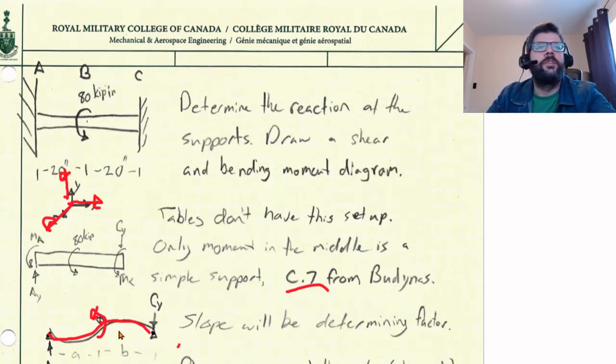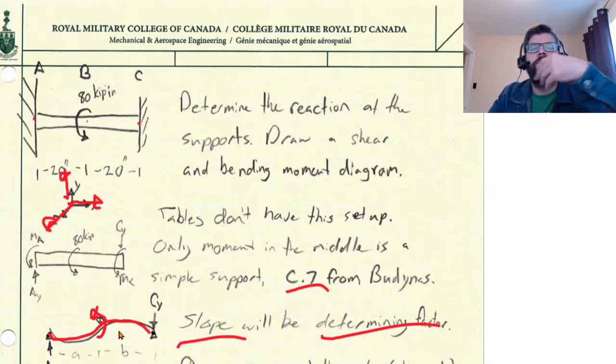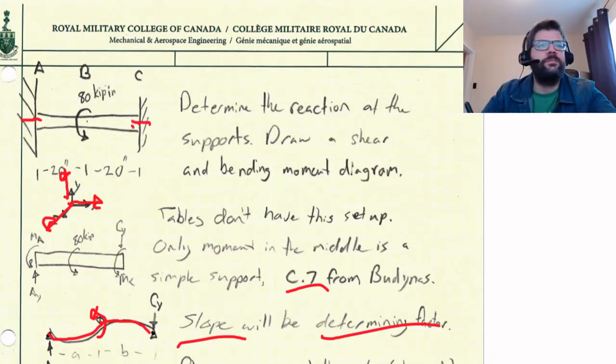So we're going to have to use the slope as our determining factor, our compatibility condition, because the cases that we'll be using all have supports on either end, so the displacement won't be something that's usable. We already know that the displacement is 0 in those cases, so it doesn't help us anything. So what we do know, however, is that the slope here and the slope here needs to be 0, and then something happens in the middle.